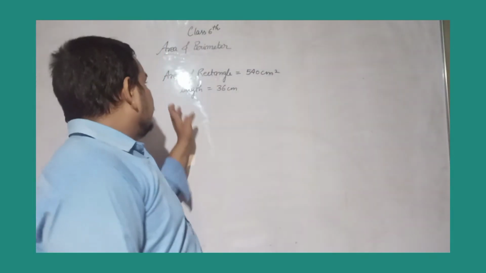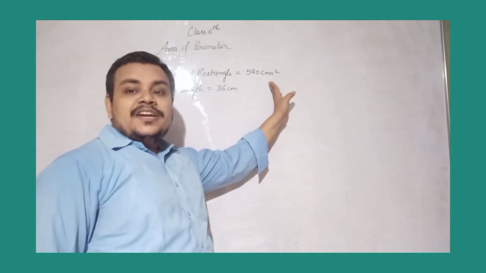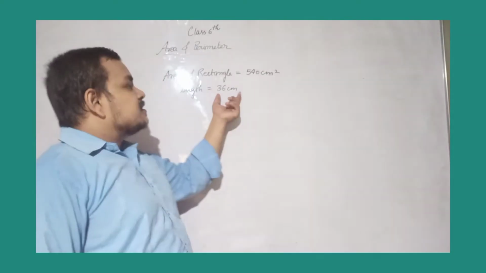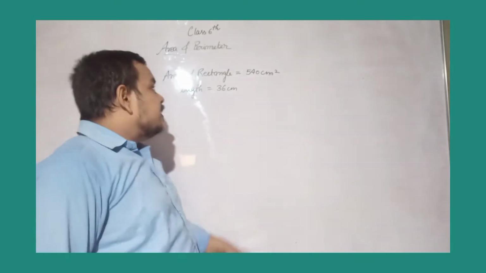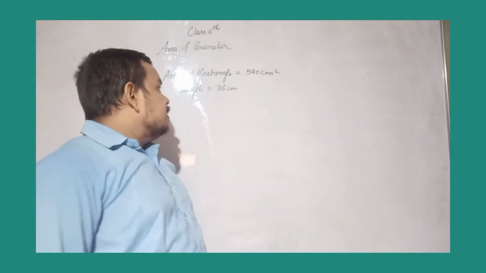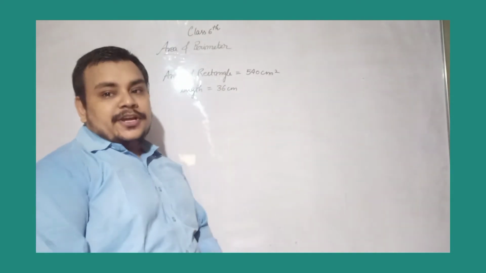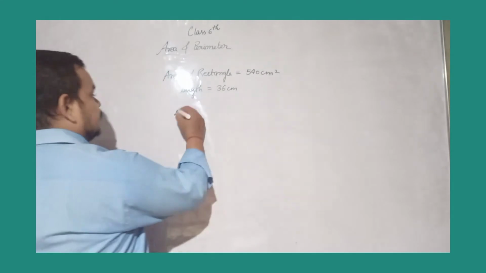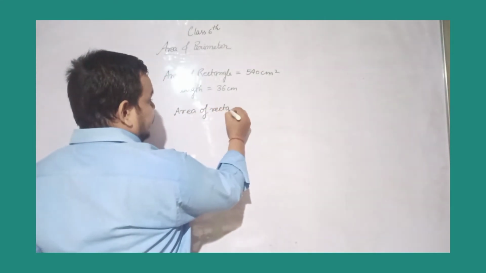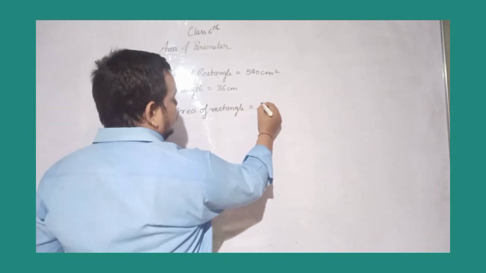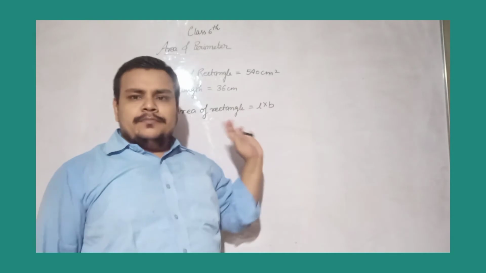In the next question, it has given the area of the rectangle is 540 centimeter square and the length is given 36 centimeter. It is asking what is the width of the given figure, and also it is asking the perimeter of the rectangle. So as you know, area of rectangle is equal to L into B. We don't know the breadth, so we will put it B.